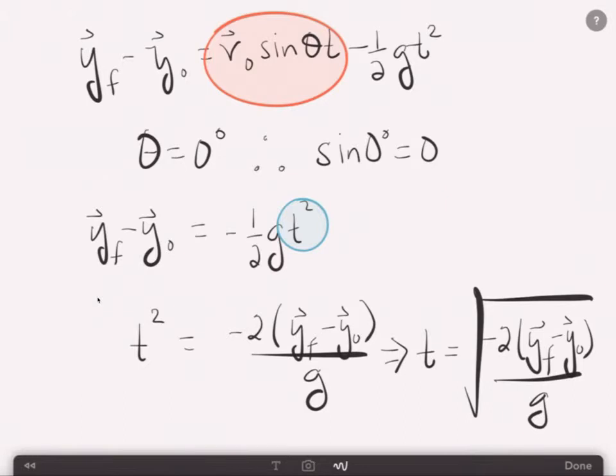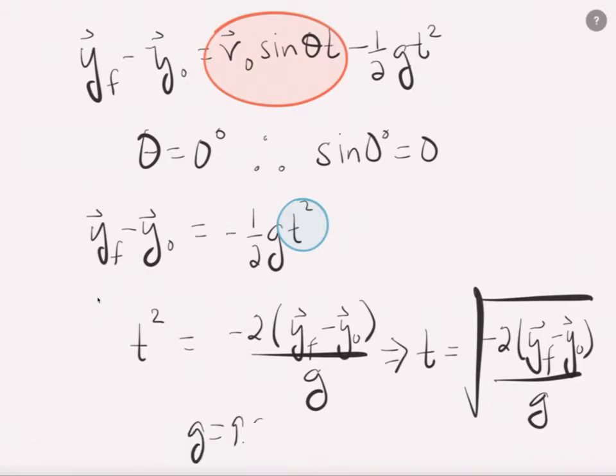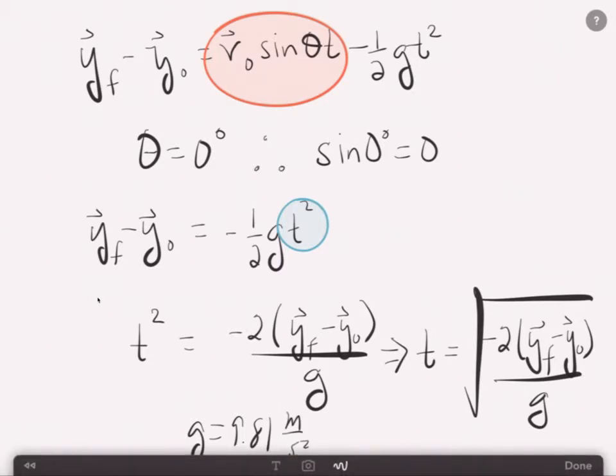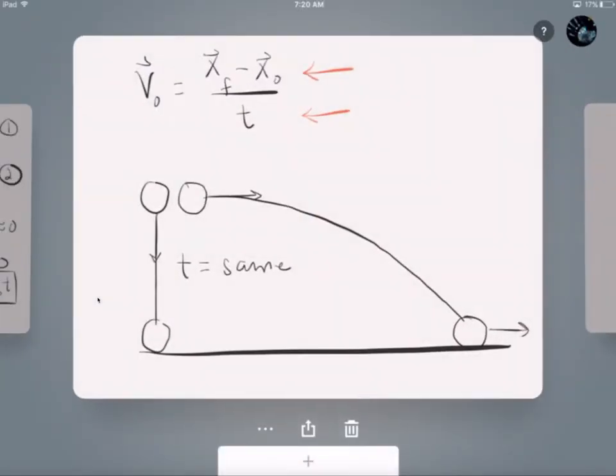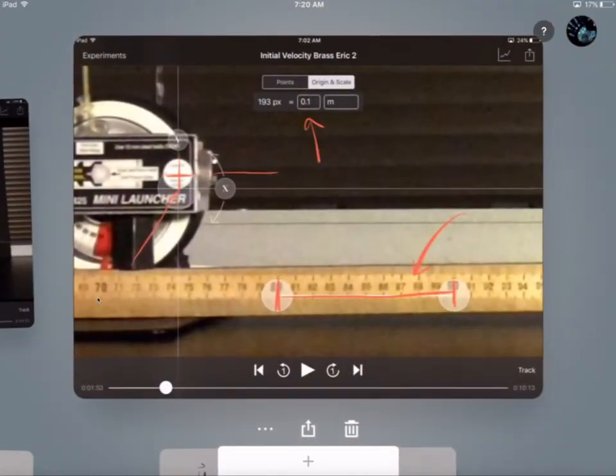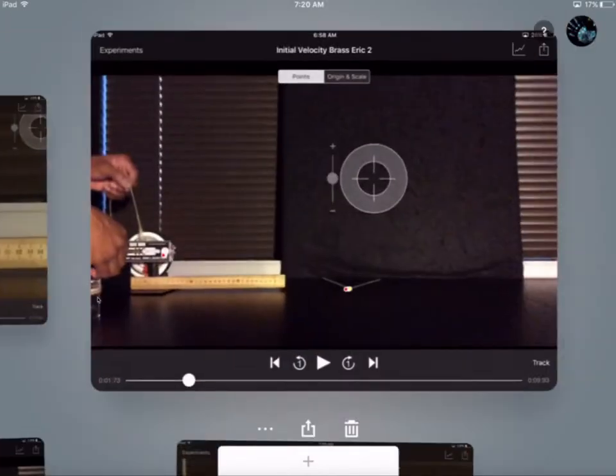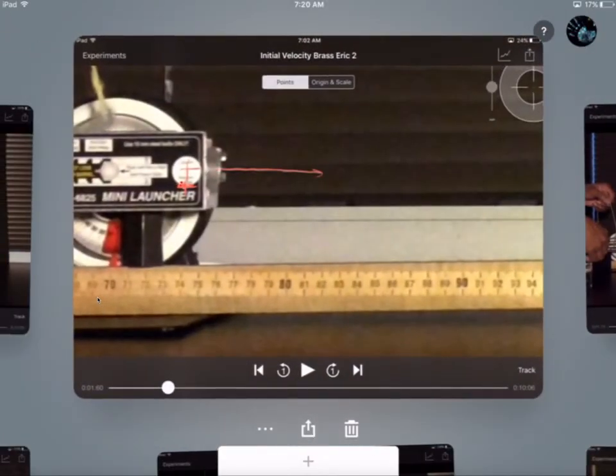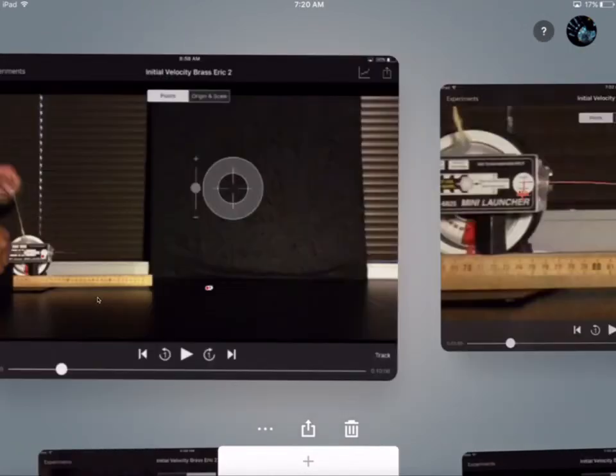So all we need to know, we know what g is. g is equal to 9.81 meters per second squared. And we need to be able to calculate or measure yf minus y initial, which is just the displacement. Measure the displacement for the ball. How are we going to do that? Well, we're going to use video physics here.